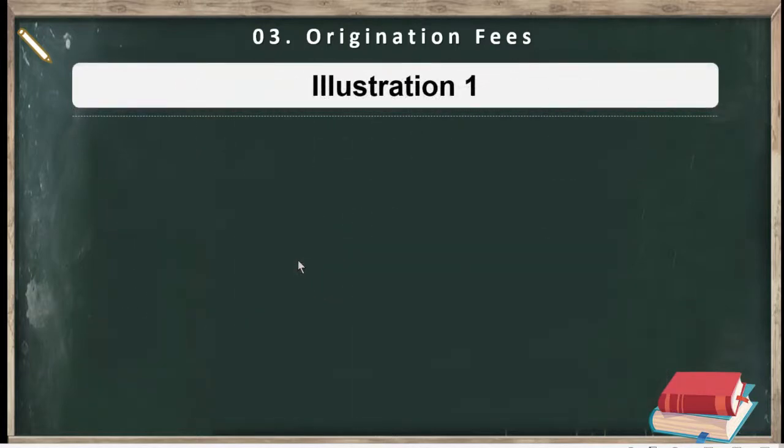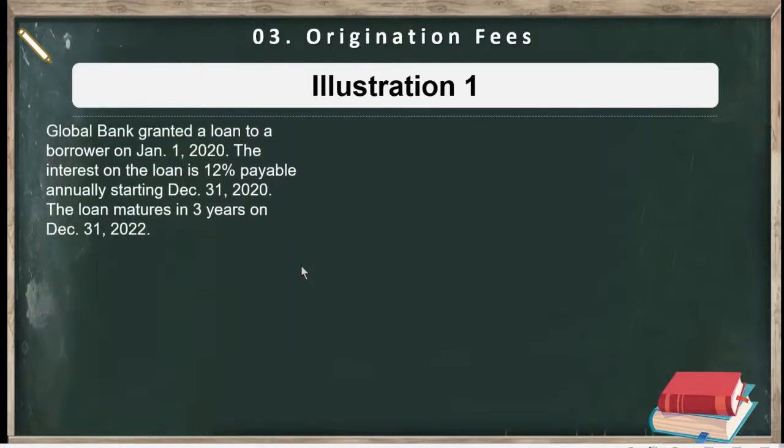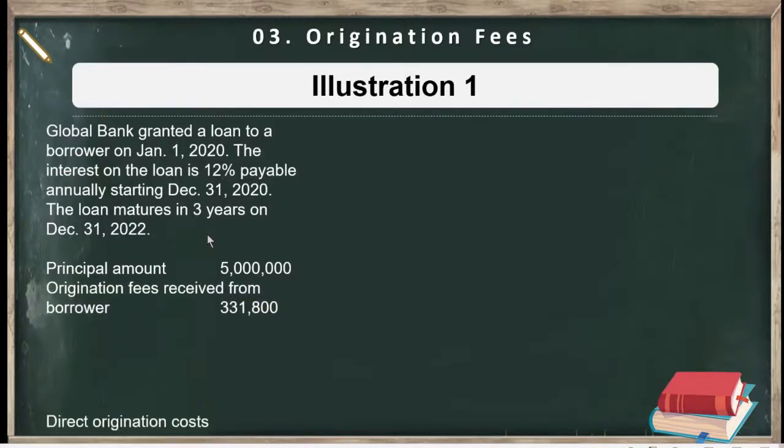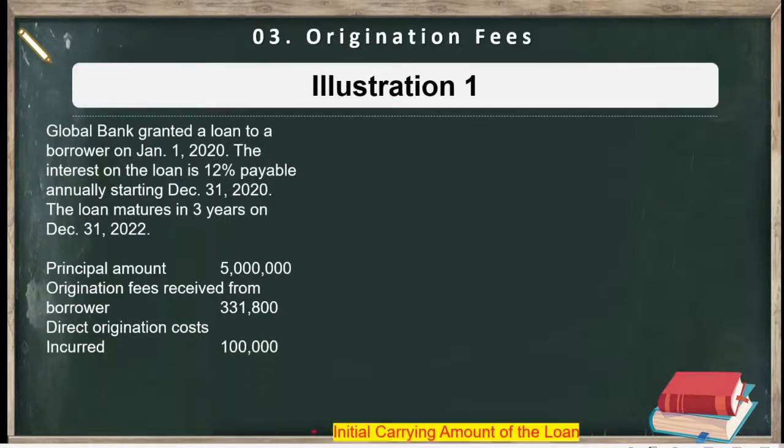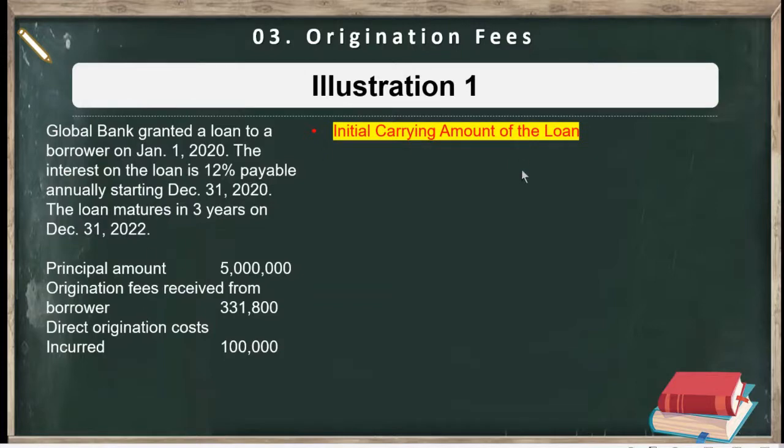So we have here an illustration. This is based on what is found in your book. So that's on Global Bank. Global Bank granted a loan to a borrower on January 1, 2020. The interest on the loan is 12% payable annually starting December 31, 2020, and it matures in 3 years on December 31, 2022. So the following are the details: the principal amount, origination fees received from the borrower, and the direct origination costs incurred. So what would be the initial carrying amount of the loan?